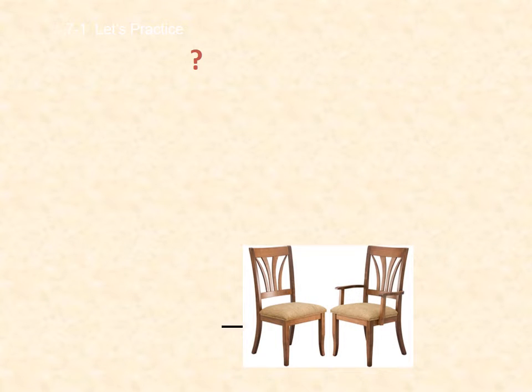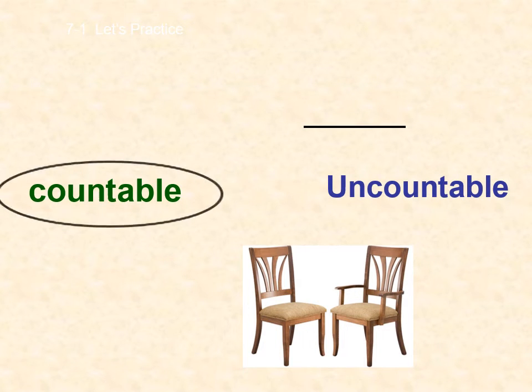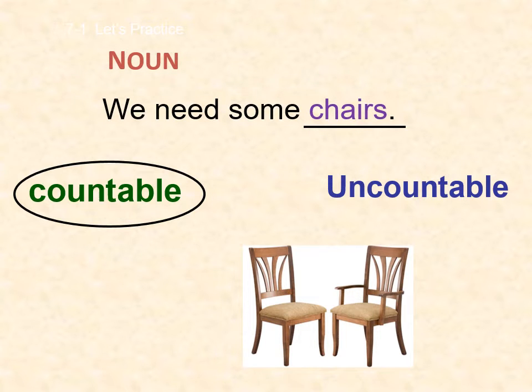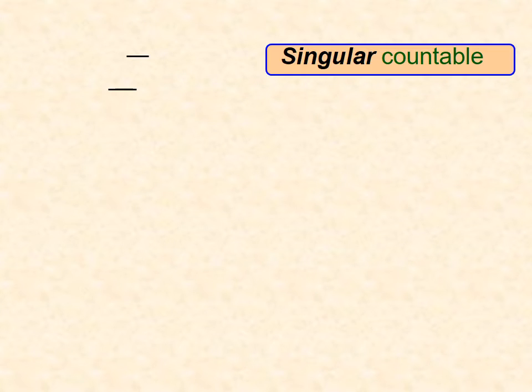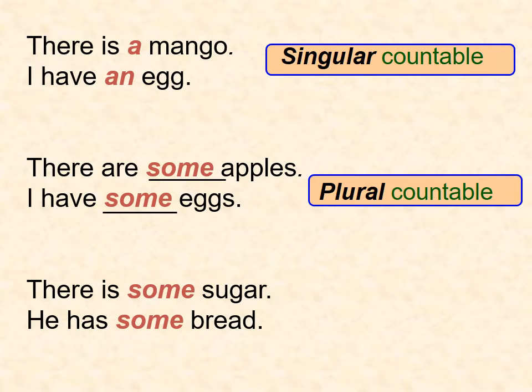What about this picture? Chairs. Is it countable or uncountable? Yes, it's countable. So what can I say? We need some chairs. Okay. Now if I have singular countable, I'll say like this one, there is a mango. I have an egg, it's only one. What about if I say there are some apples? I have some eggs, so it's plural countable.